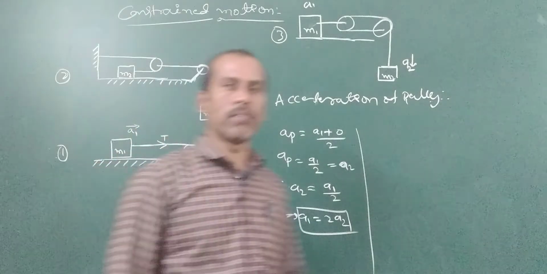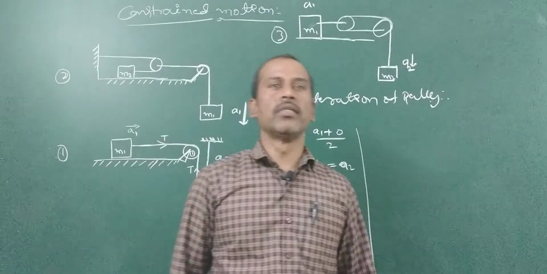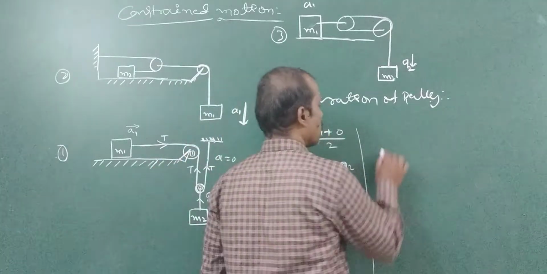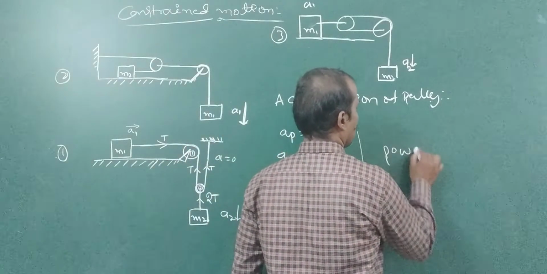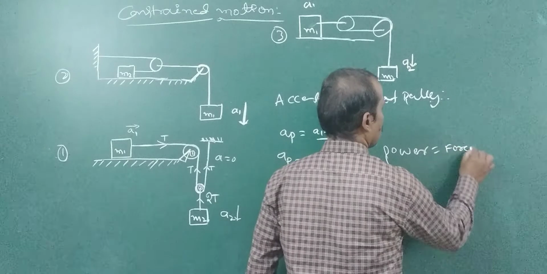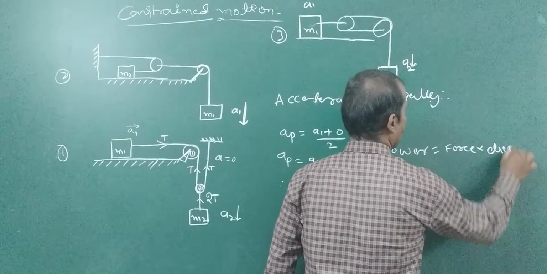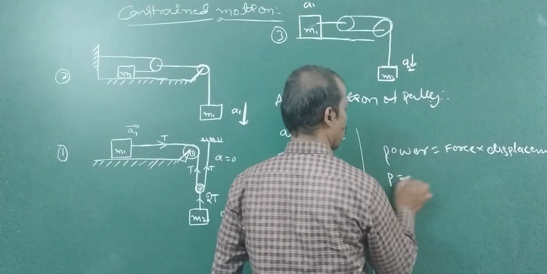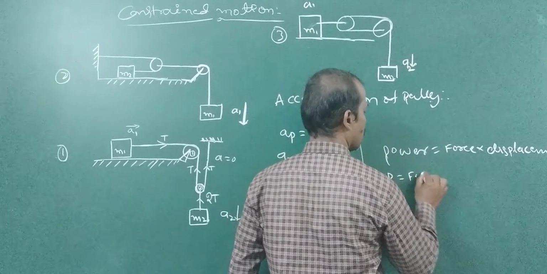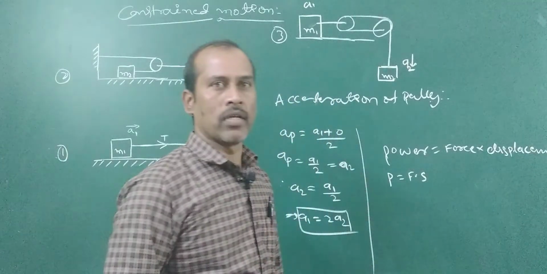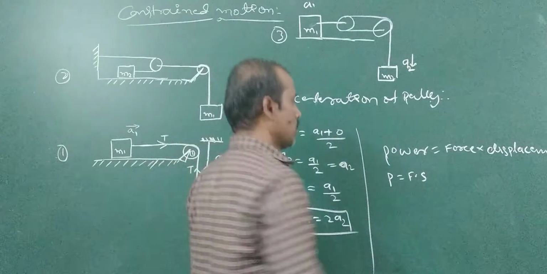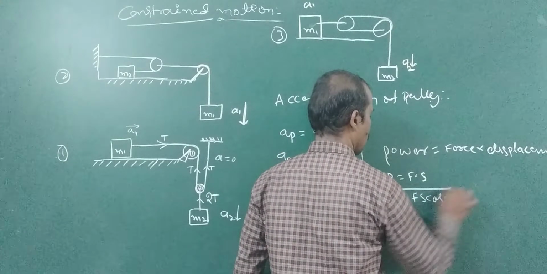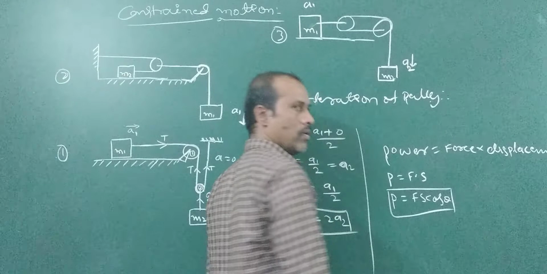Power is equal to the product of force and displacement. That means power is equal to force into displacement, P is equal to F dot S. Power is a scalar quantity. That means P is equal to F S cos theta.